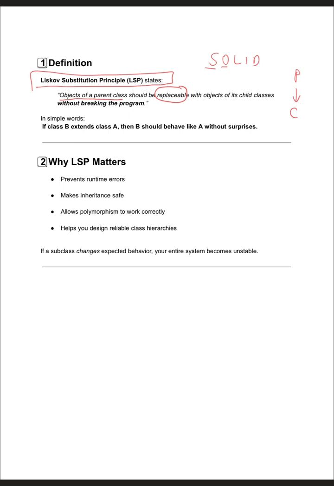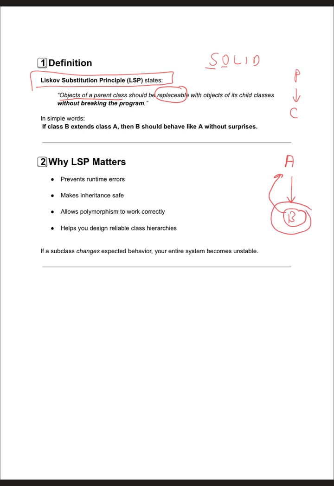Now, what does it mean in simple language? In simple language, it means that let's say there is a parent class A and let's say there is a child class B, then B should behave exactly like A, right? That's what it is trying to say. Think very simply, don't overthink. If you are writing inheritance, then ideally all derived classes should behave like parent classes, right?